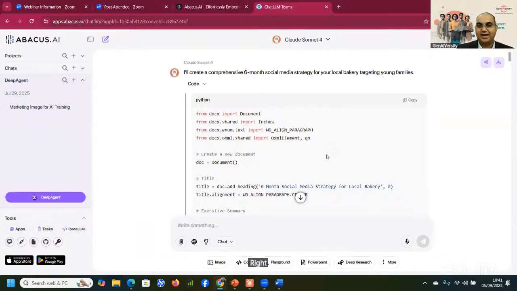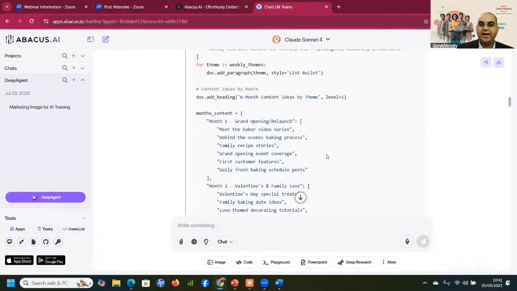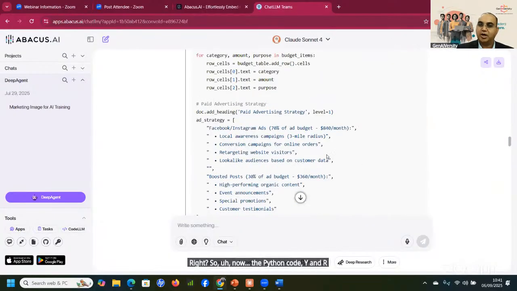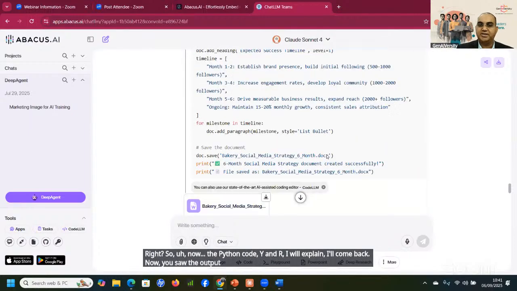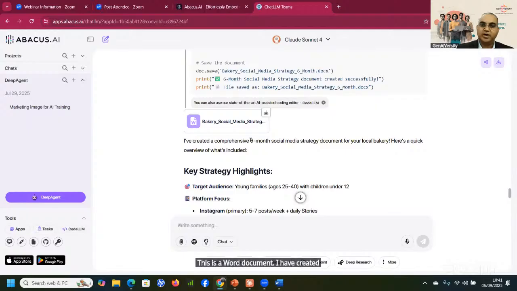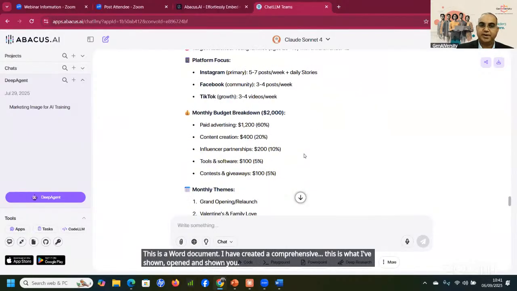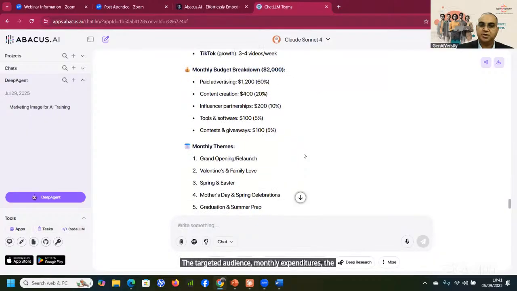So now the Python code, why and all I will explain. I will come back. Now you saw the output. The output is this Word document. I have created a comprehensive plan. This is what I showed, opened and showed you: the targeted audience, monthly expenditures, the tools, software, how much it is.